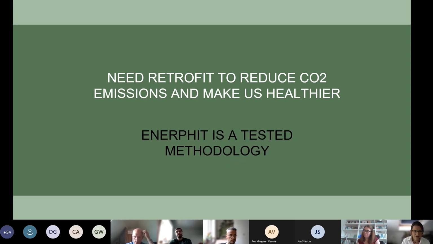Enerphit, I think, is a good model for this. It won't fit every existing building, but it is a tried and tested methodology. So if you can achieve that, you'll get what it says on the tin. So I think that's why it's a good methodology to look at for retrofit.